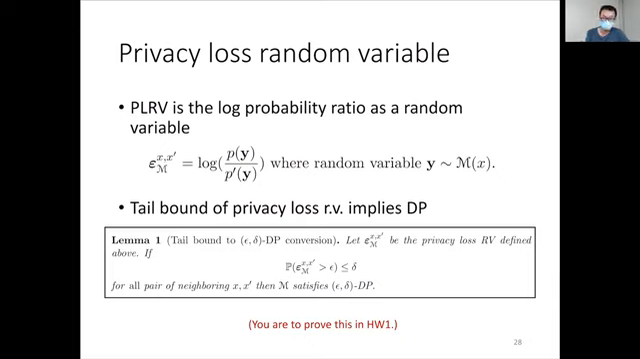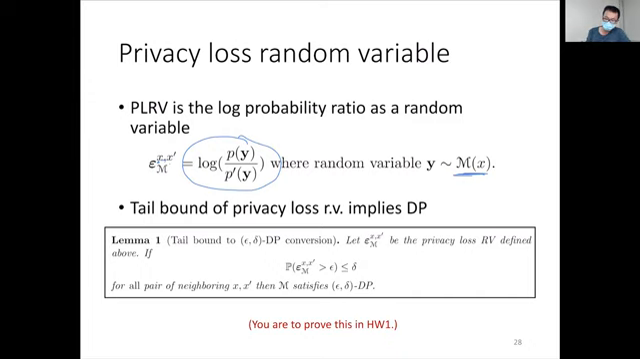It is defined to be the log odds ratio, or log probability density ratio, of the output random variable that's coming from two neighboring data sets x and x prime. The numerator is coming from x, and the denominator is coming from x prime. This expression is a random variable because it is induced by the output distribution when x is analyzed by this randomized algorithm. It's a log odds ratio that is fixed when the output is fixed, but now the output is random, so the privacy loss is also random. So we give it a name, privacy loss random variable.